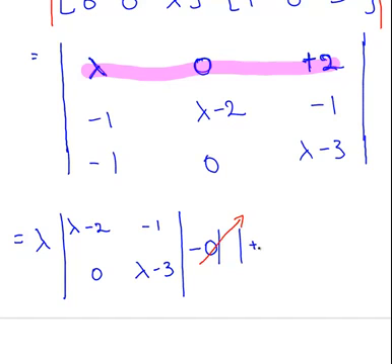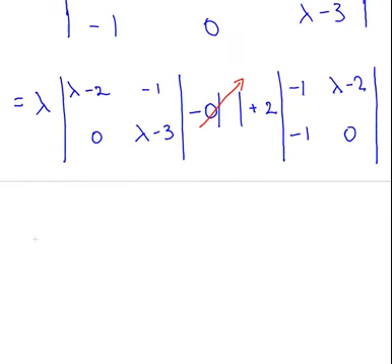plus 2 times the submatrix for that last element there, minus 1, lambda minus 2, minus 1, and 0. Okay, I was just checking my workings in my head. So working this out, what we get is lambda times lambda minus 2 times lambda minus 3.